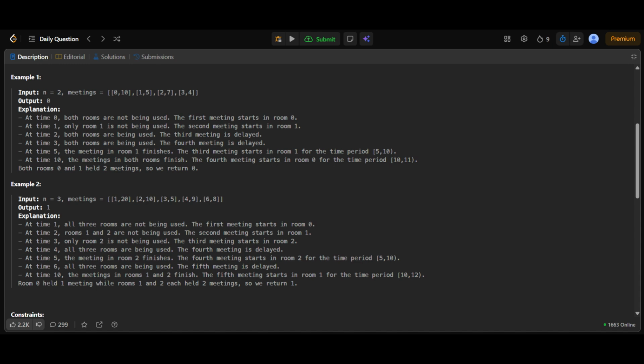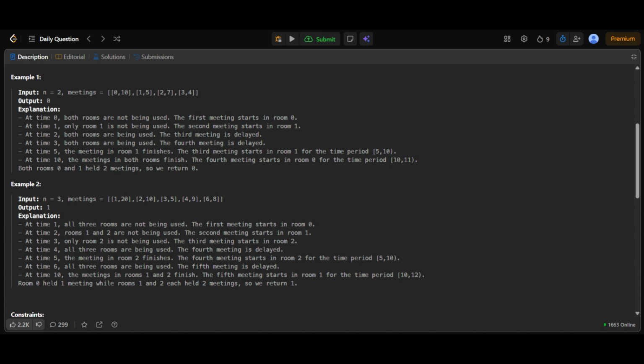Finally, at time 10, both rooms become free again. The remaining delayed meeting is then scheduled, and as per the rule, it goes to the lowest numbered available room, which is room 0. When we count how many meetings each room handled, both room 0 and room 1 end up hosting 2 meetings each.